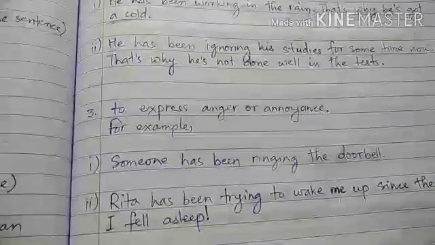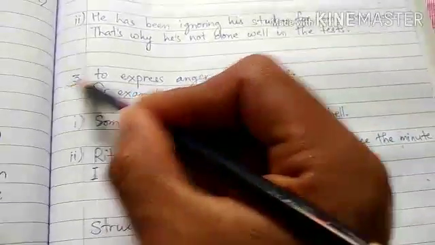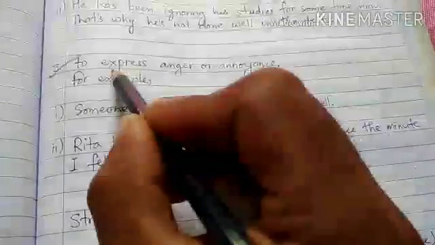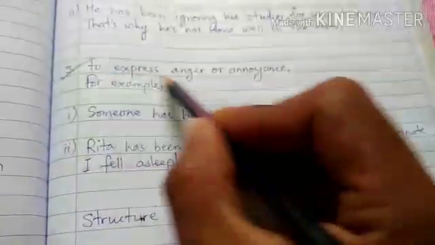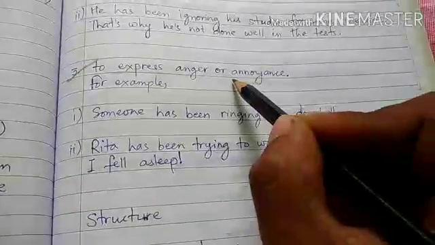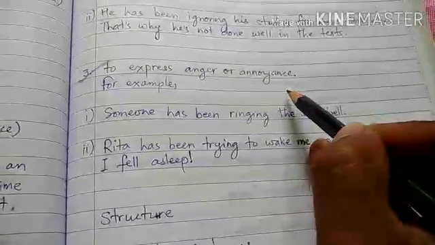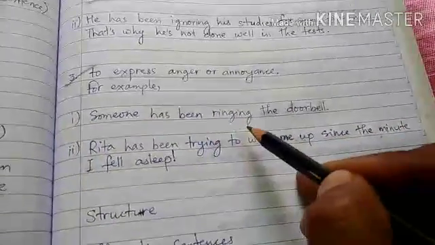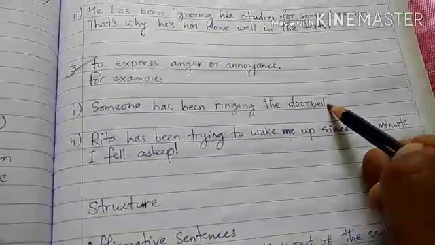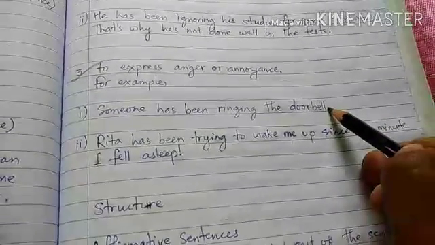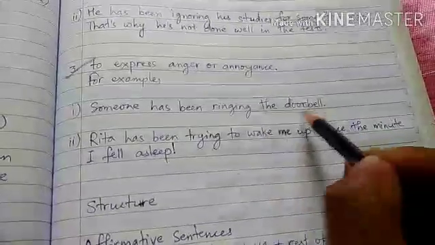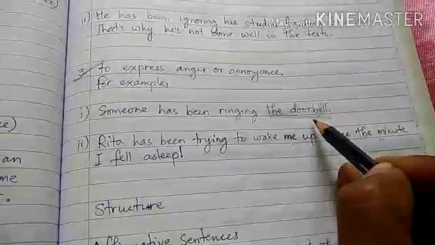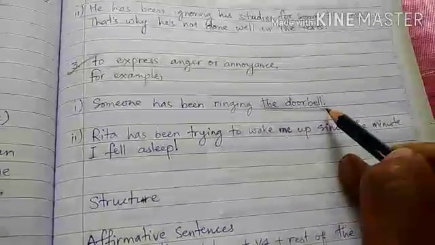Now the next use of the present perfect continuous tense is to express anger or annoyance. When you are angry and when you feel annoyed, at that time also, whenever you express your feeling, that feeling is expressed in the present perfect continuous tense. For example, someone has been ringing the doorbell. That means it started in the past, and at present also someone is ringing the doorbell. But the main thing we have to understand in the present perfect continuous tense is the action that started in the past and continuing up to the present.